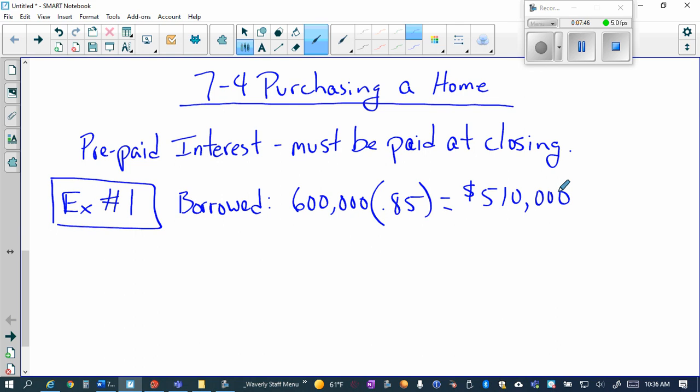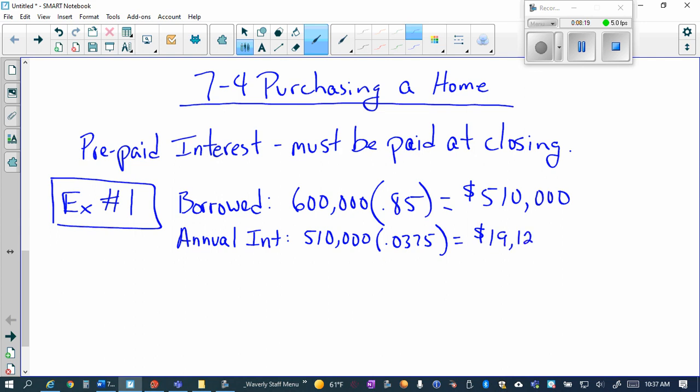We need to get a daily rate. 3.75 is APR, annual percentage rate. So let's figure out what the annual interest would be. That would be the 510,000 times 0.0375. Okay, and that gives you 19,125. And that would be annual if there was no compounding or anything like that. That's all we need to do for this.